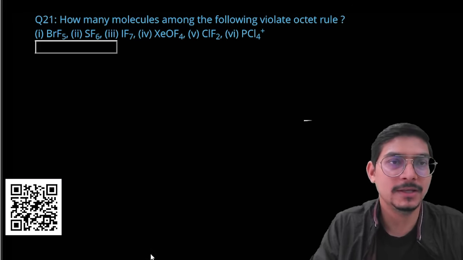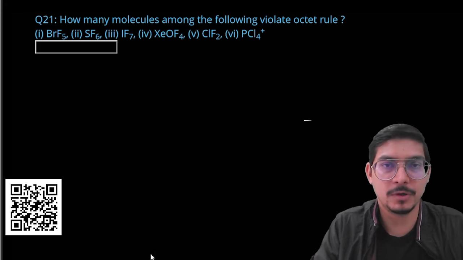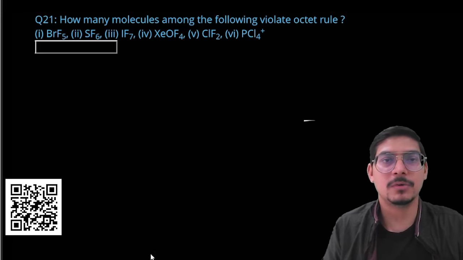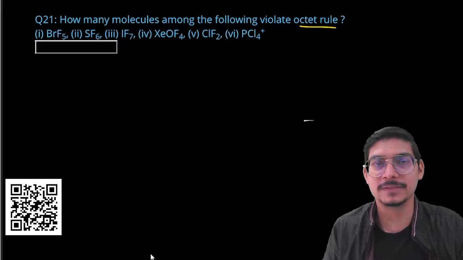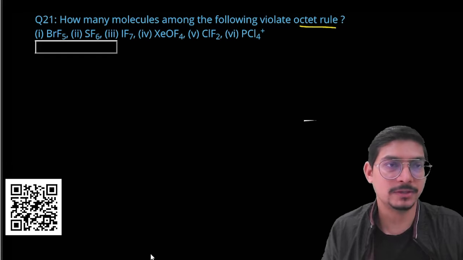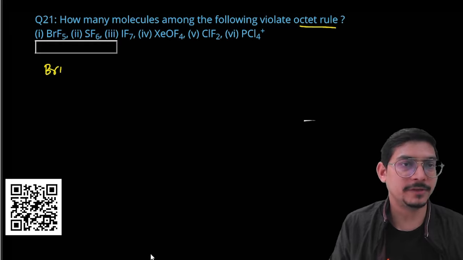Hi everyone. In this question, we are given some molecules and we have to find out how many molecules among the following violate the octet rule. According to the octet rule, an atom combines either by sharing of valence electrons or by transfer of valence electrons in order to have 8 electrons in its valence shell. So let us start with BrF5.